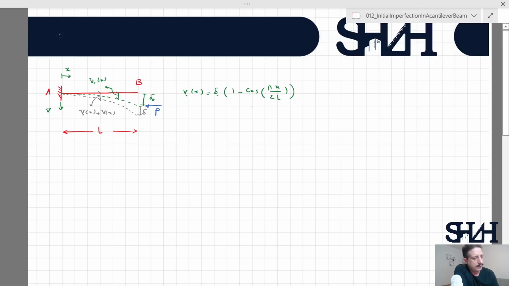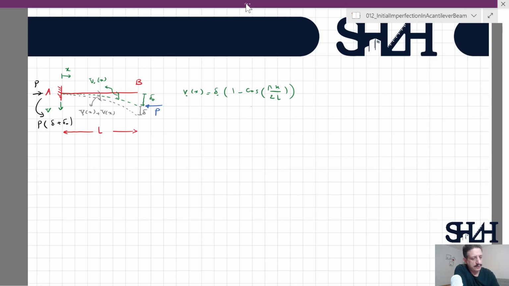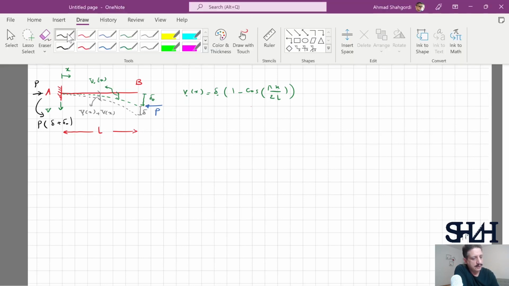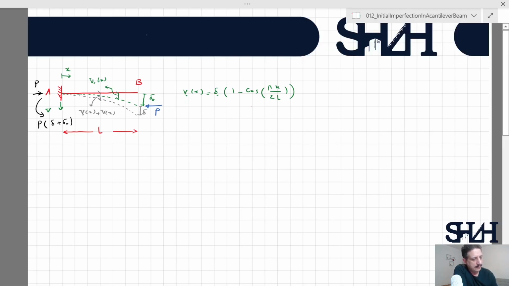By equilibrium equation, at point A, we will have P in the opposite direction. And as far as we have force with the eccentricity of delta 0 plus delta, we will have the moment P times delta plus delta 0. To derive the calculation, we need to cut and find out the internal bending moment at the distance of x.